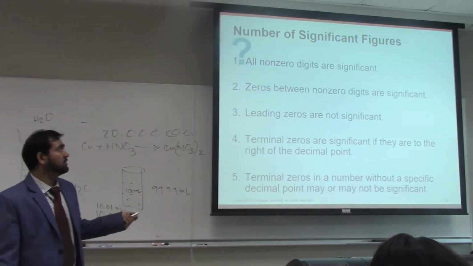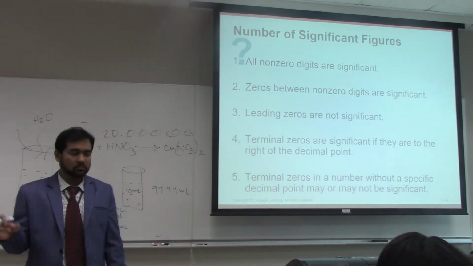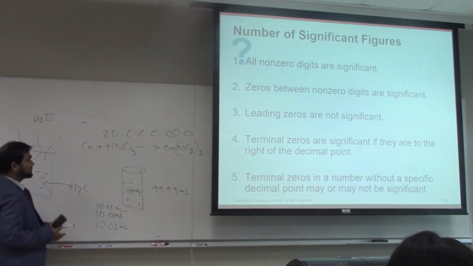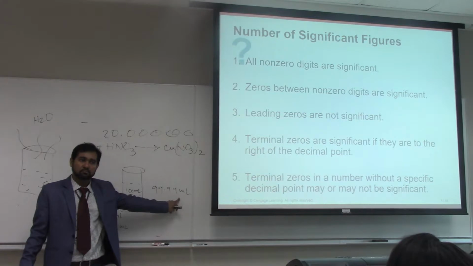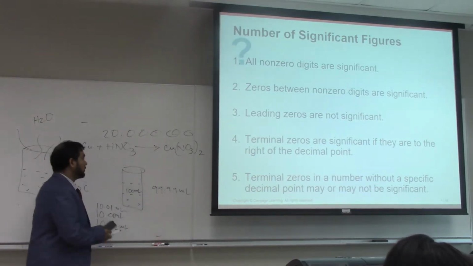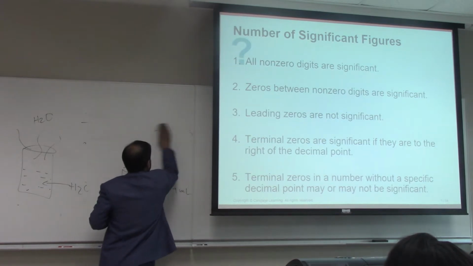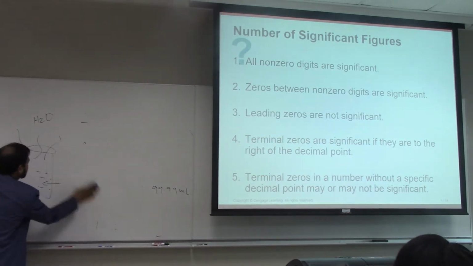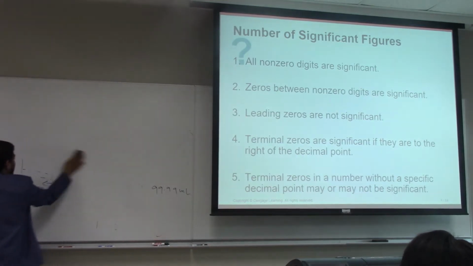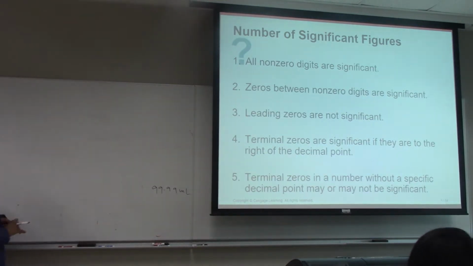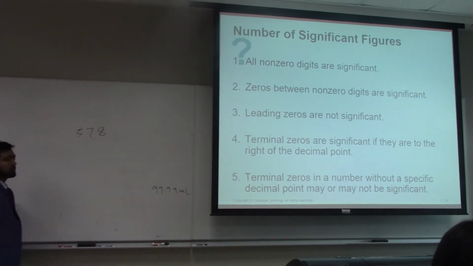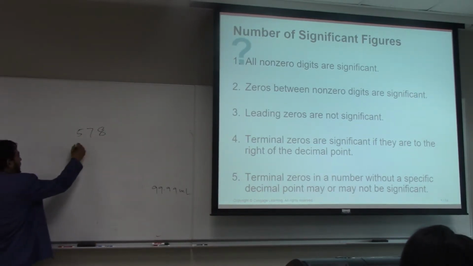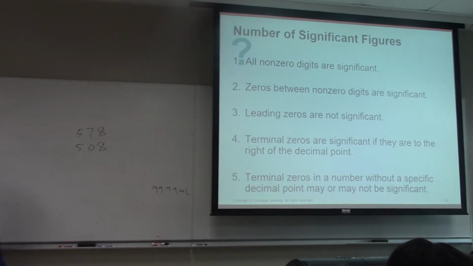The first rule in sig figure is you have to have all non-zero. For instance, the value I have here is 99.99 milli. Are they sig figures? Yes, because they are not zero. So any non-zero value is a sig figure. What is the second rule? Zero between non-zero digits are significant. First of all, you write 5, 7, 8. This is sig figure, number 1 rule. Number 2 is 5, 0, 8. Right? Zero between non-zero is significant.